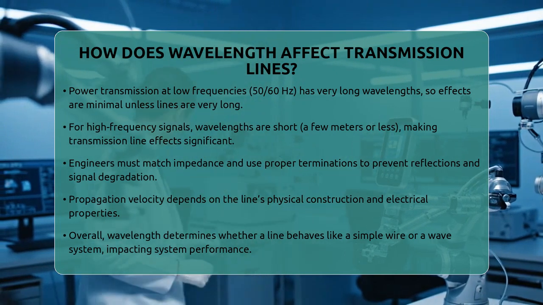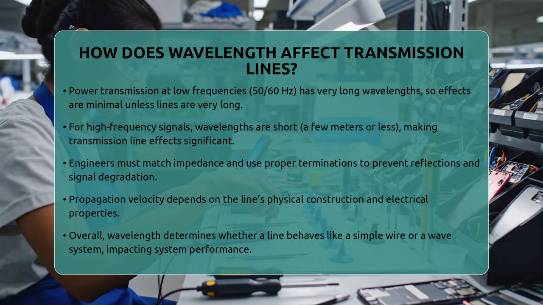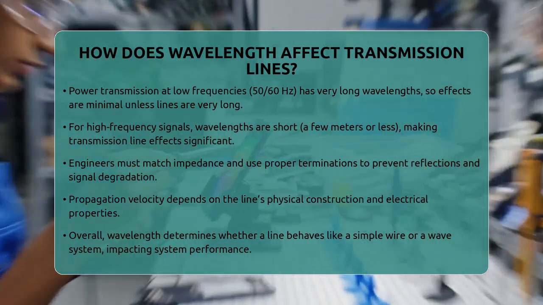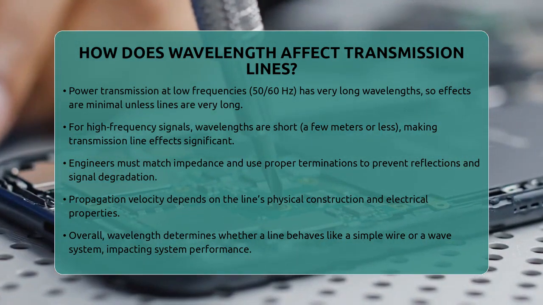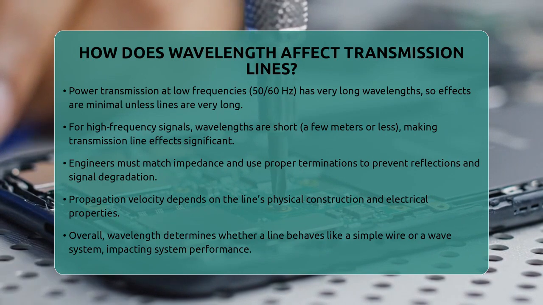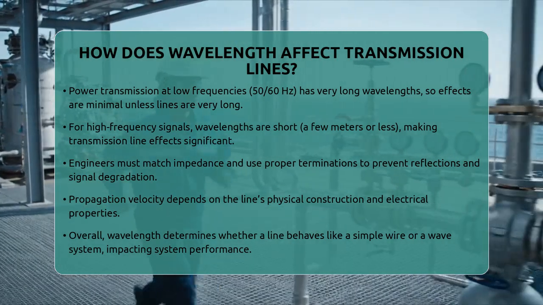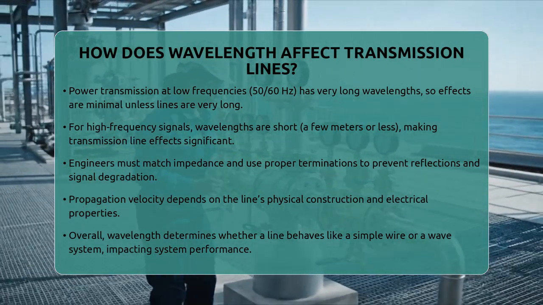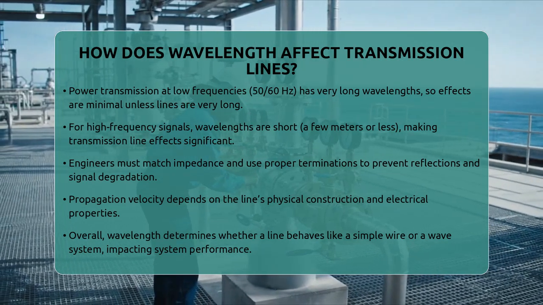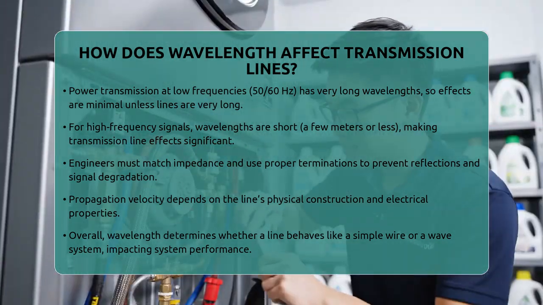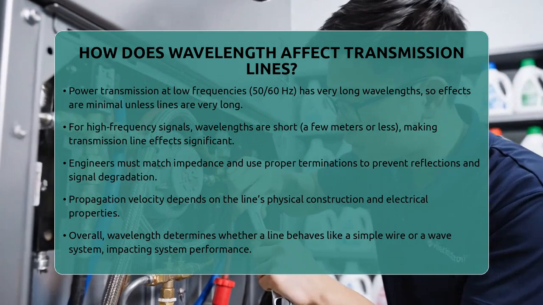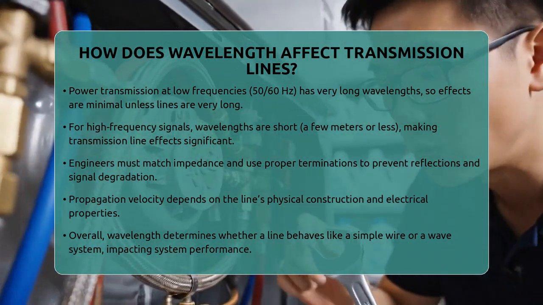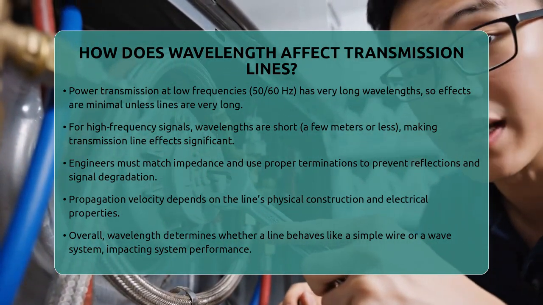In short, wavelength determines whether a transmission line behaves like a simple wire or a complex wave system. It affects how signals are transferred, how much power is lost, and how well the system works. Understanding this helps engineers design better power systems and communication networks, making sure energy and data get where they need to go without issues.